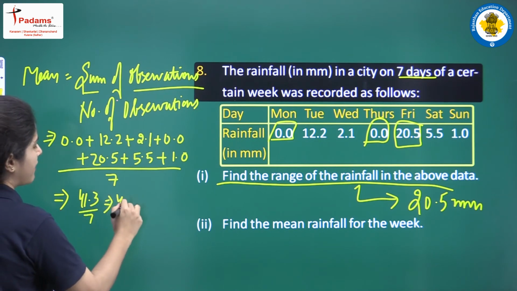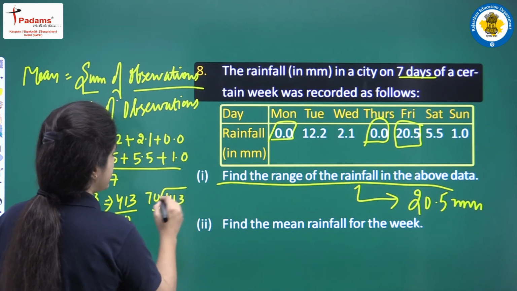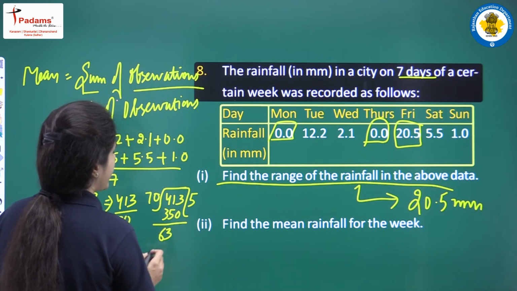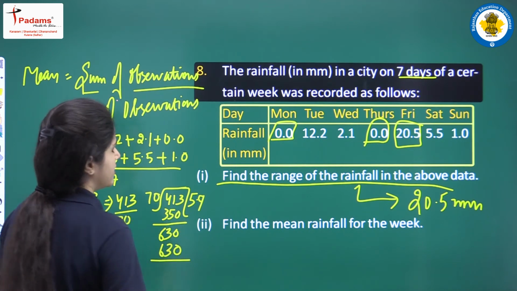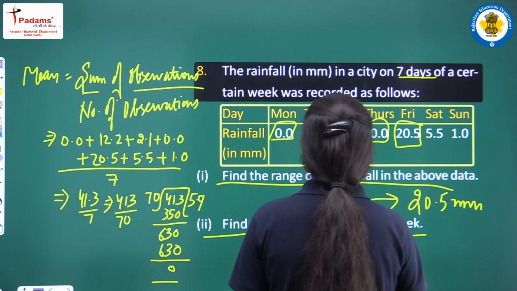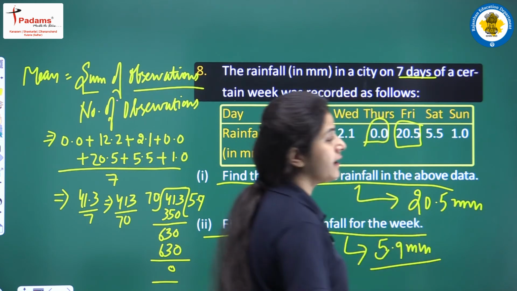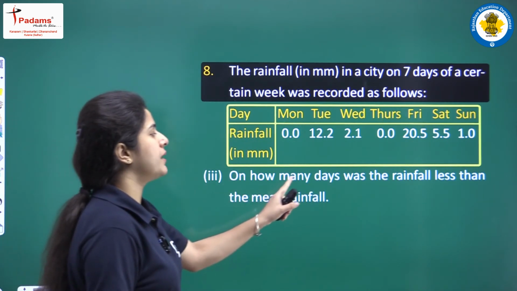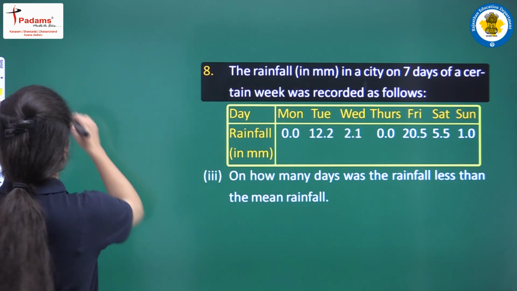Removing the decimal we have 413 upon 70. Dividing 413 by 70. 70 into 5 is 350. The remainder is 63. Okay, taking point and 0, 7 into 9 is 630. Alright students, so the average or the mean rainfall for a week is 5.9 millimeters. Alright students, what is the mean? 5.9 millimeters. Now students, the next part. On how many days was the rainfall less than the mean rainfall? What is the mean rainfall students?